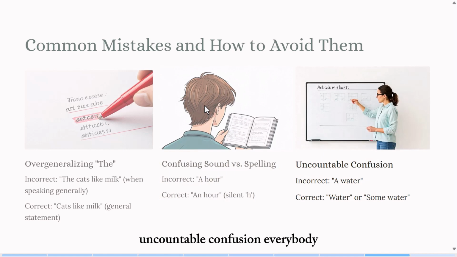Uncountable confusion, everybody. So sometimes students use articles before uncountable nouns. For example, they say a water, which is incorrect. We should say water or some water, not a water or an water, because the noun is uncountable.